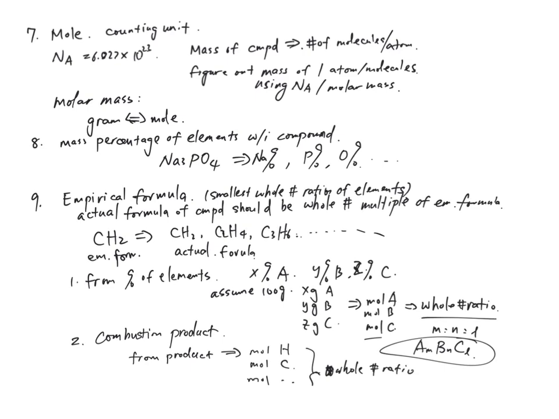Okay, so at the end of the day, finding empirical formula goes down to mole of stuff. If I can find out each element's number of moles in my compound, then I'm all set. All right.